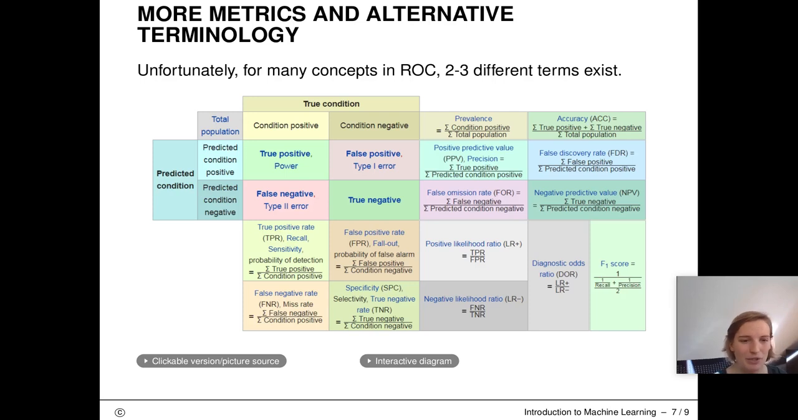I try to avoid all of these alternative names in this unit. If you want to read more on this, you can, for example, go to Wikipedia, where we took this matrix from, or go to the interactive diagram linked here, which shows you how all of these measures are calculated in detail.